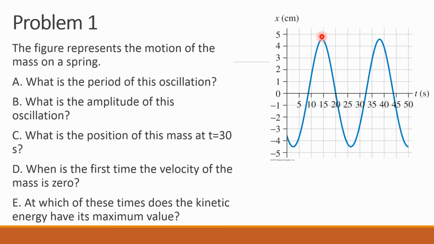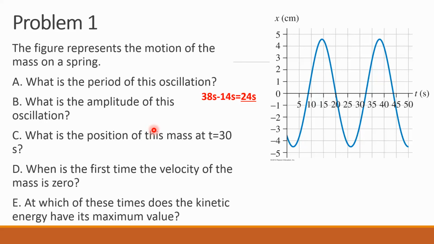So for this problem, we could look at the crest, which is the top of the graph. We're going to look at where it hits the maximum and where it hits the maximum again. And this time in between is going to be the period. So we will say this is from about 14 seconds to about 38 seconds. So we say 38 seconds minus 14 seconds. That's going to give us our period, which is 24 seconds.